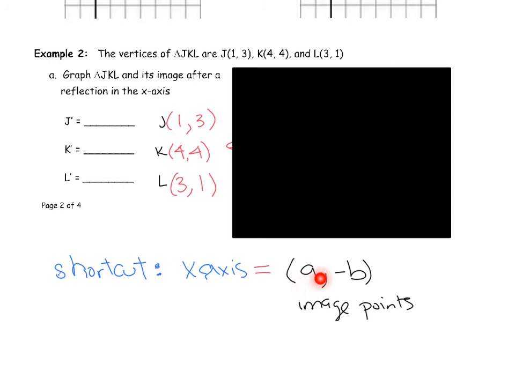So the x value, notice, does not change at all. So when I write my answers here, you'd have 1, -3. K prime would be 4, -4. And then the last one, x stays the same. The y value becomes the opposite, -1. So those would be our new points.